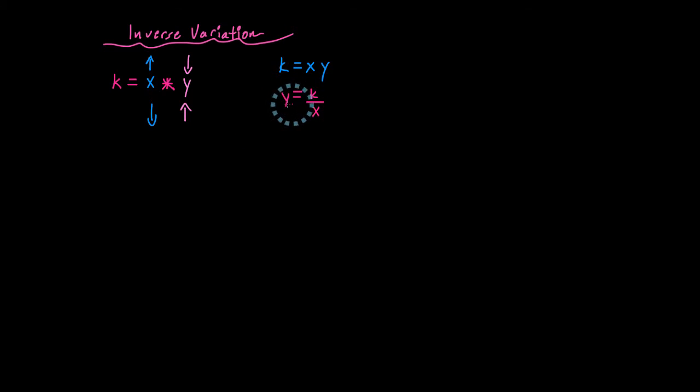Cool, so when you hear the statement that y varies inversely as x, what that means is if your value for x is increasing, then your value for y is going to decrease, and it's going to decrease by the same factor that x is increasing by. So what that's really saying is that the product of x and y, x times y, is constant. Alright, let's go ahead and graph a couple of inverse variation functions.